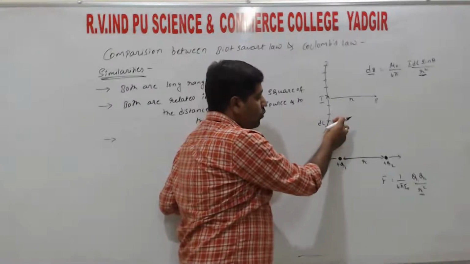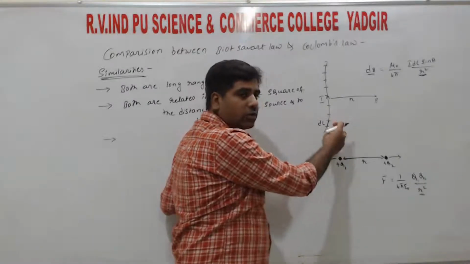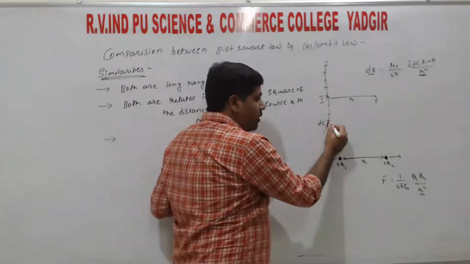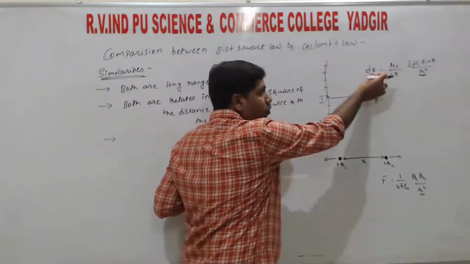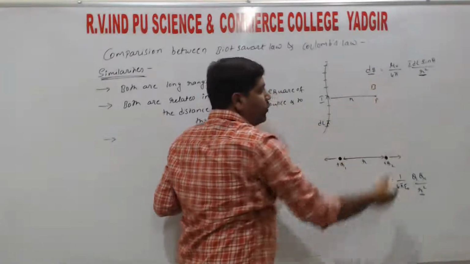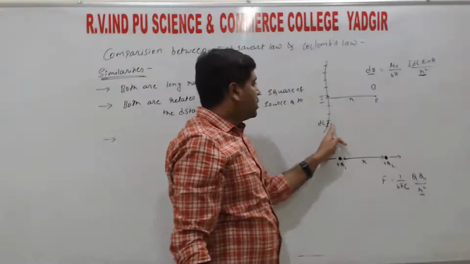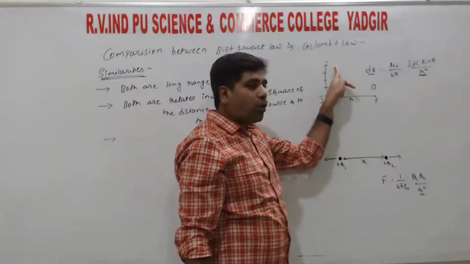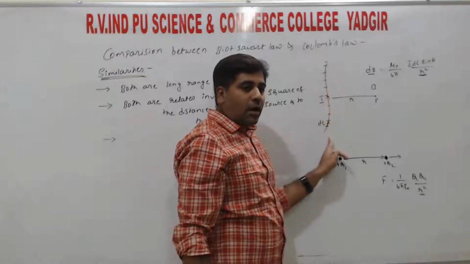So if current is flowing in a small element of the conductor, we call it a current element. What we have found out here is the small magnetic field dB. So if we want the total magnetic field B, we need to sum all the current elements. That means the superposition principle is accepted here.